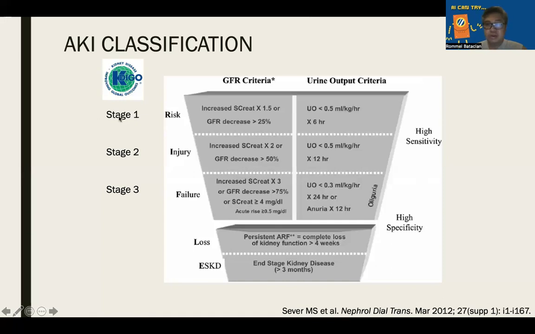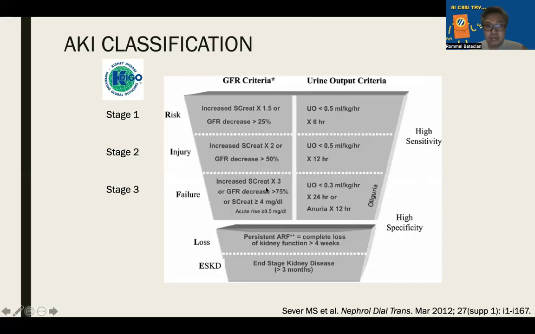But if, for example, with the baseline of 1 milligram per deciliter of serum creatinine, the serum creatinine is 4.5, it increased by 4.5 times.